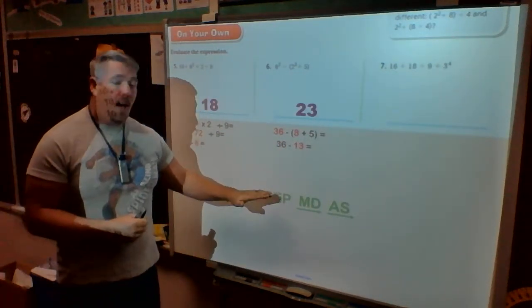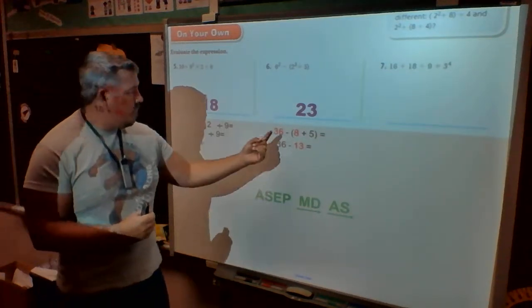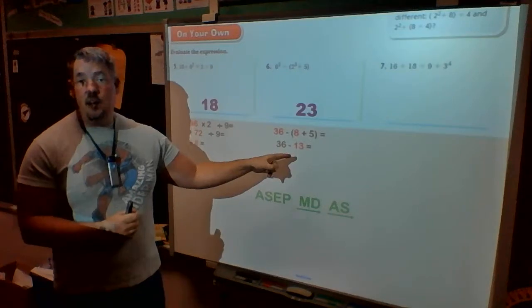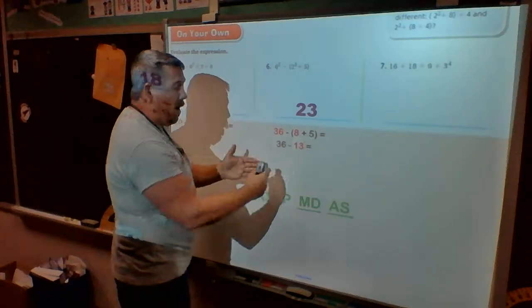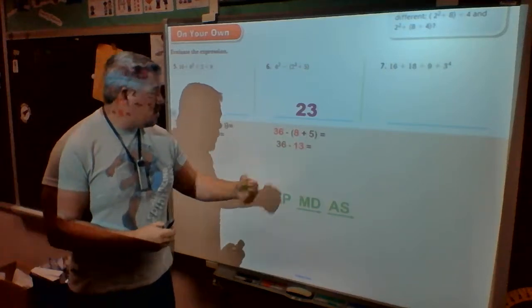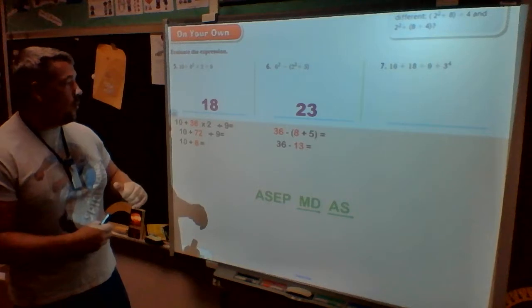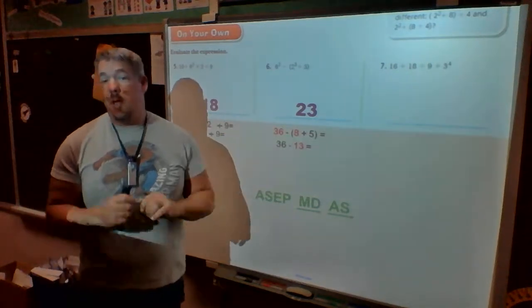Then I go back, I have parentheses, so I have to solve for what's inside my parentheses next. 8 plus 5 is 13. So then I bring my 36 minus down, write in my 13, and 36 minus 13 is 23. So if you didn't get 23 as your final answer, figure out which step you messed up on.